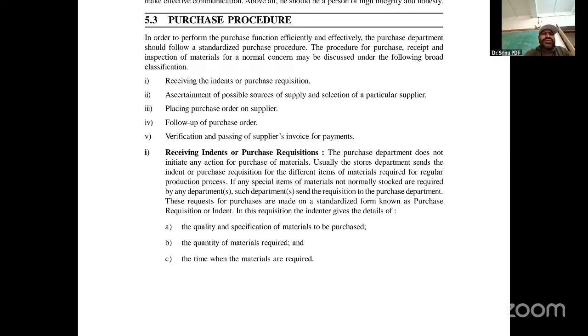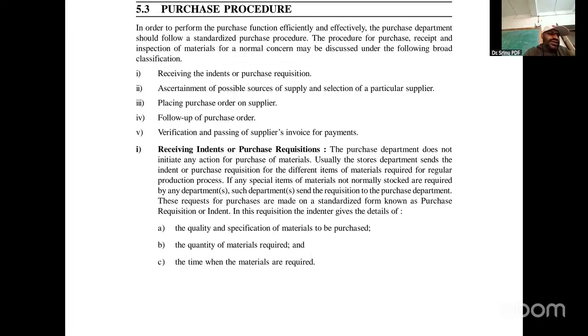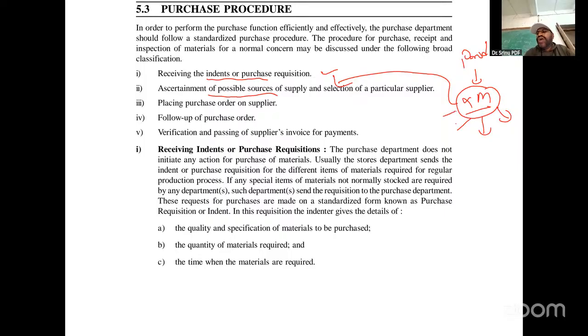So first, we are going to talk about receiving the intent from the purchase requisition. Whenever they give an order, only then are you going to purchase. Receiving intent means what? From the production department, we require some X material. If they require it, only then are we going to purchase. Then after that, ascertain the possible sources of supply. So this X material, where is it available, how much is available, who is the supplier. Among all the suppliers, who is the better one, that we are going to check.